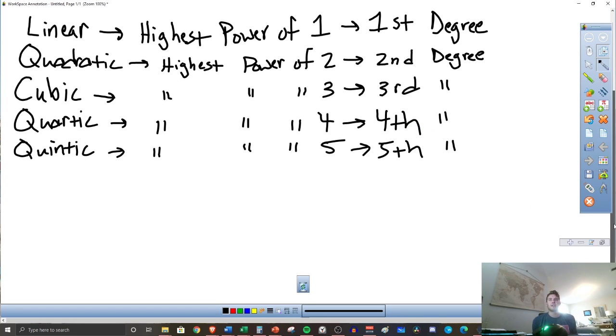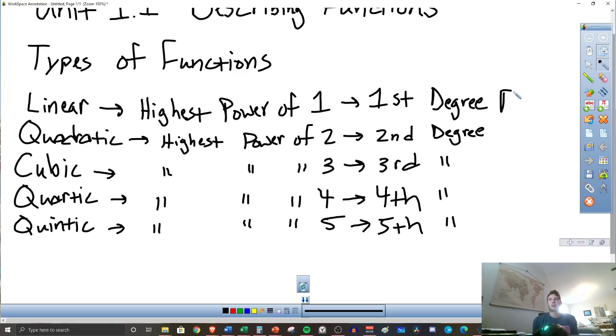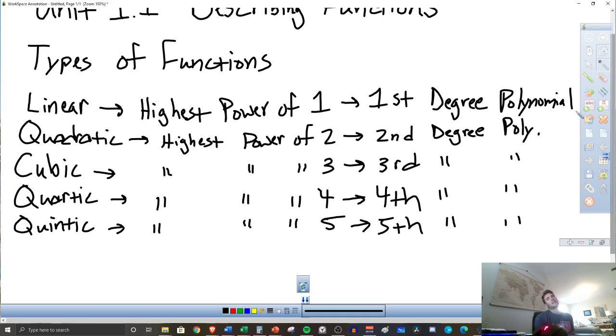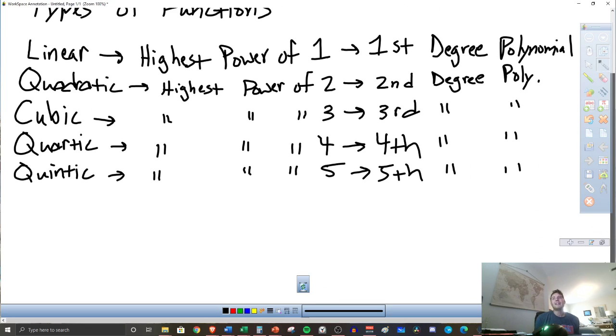I also want to add that. Let's go back up and add that. So 1st degree polynomial. I'm going to abbreviate it here. And so that's how we can write it. So a 1st degree polynomial, 2nd degree polynomial, 3rd, 4th, 5th, etc., etc. And that's how we describe.